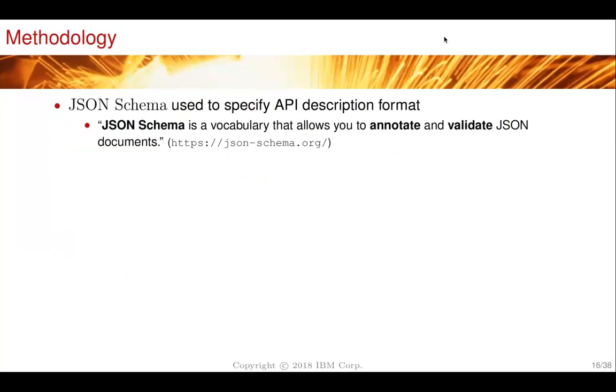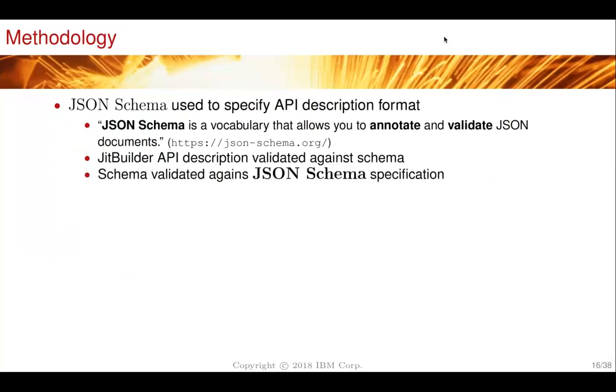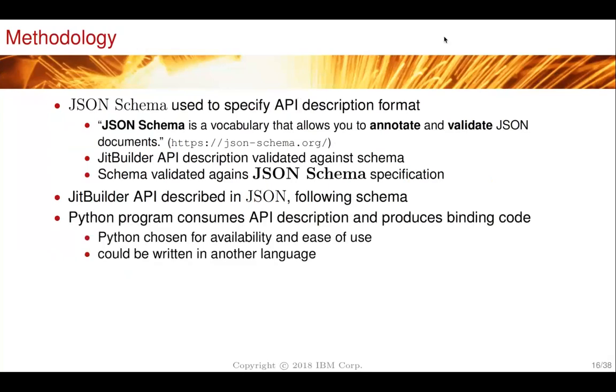So once we have a schema, we can actually start describing the JitBuilder API in JSON following the schema. And importantly, we can validate the description against the schema. This allows us to catch right away an API description that is ill-formed or that doesn't follow the structure we expect, which avoids us having to debug the very peculiar things that can happen if you feed invalid JSON into, say, a Python script that expects things to look a certain way.